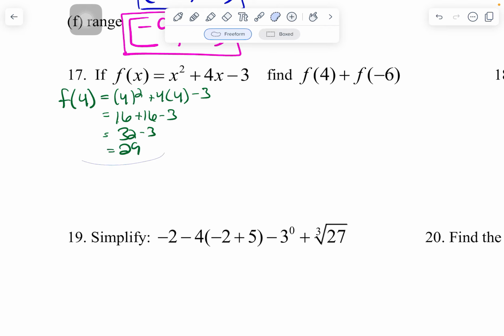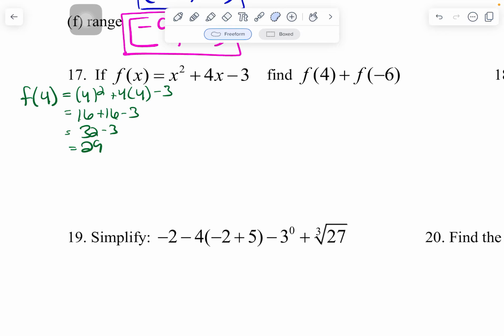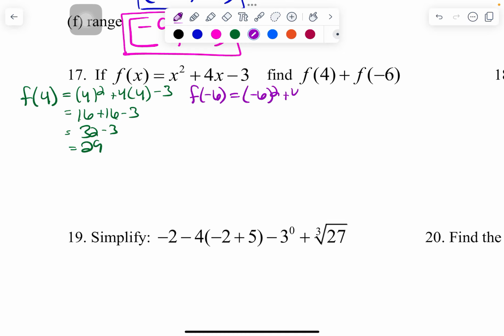Now, I'm going to also slide this over just so I have plenty of space. I'm going to do the exact same thing, but this time I'm going to find the value for f of negative 6. All right, so let's see. F of negative 6 equals negative 6 squared plus 4 times negative 6 minus 3. So let's see. Negative 6 squared is going to be 36. 4 times negative 6 is negative 24 minus 3. All right, so 36 minus 24 is going to be 12. 12 minus 3 is going to be 9.